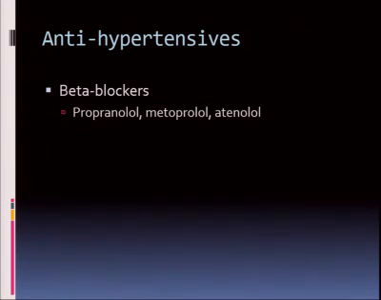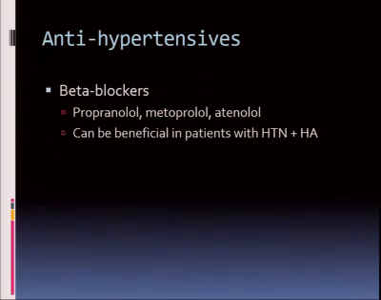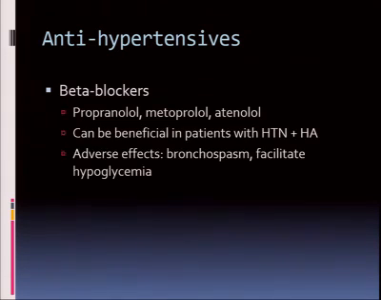Beta blockers, so propranolol, atenolol, metoprolol, labetalol. These can be beneficial in patients with headache and hypertension. The adverse effects, these are very important to remember. These can cause bronchospasm and can facilitate hypoglycemia. As a result, these cannot be used in patients who have asthma because they require beta agonists as a rescue medicine, which will be blocked by beta blockers.